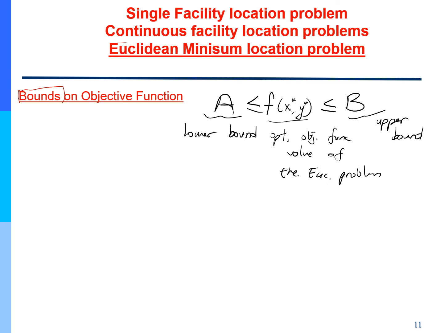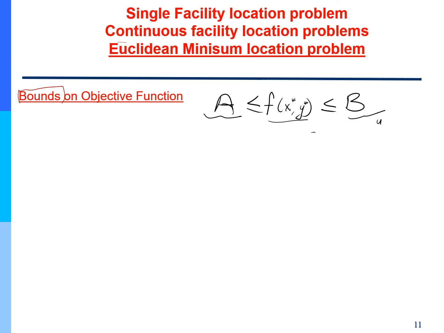It means that this optimal objective function value will never be less than a. And an upper bound means that the optimal objective function value will never be greater than b. And actually for this problem, we can identify such lower and upper bounds. Let me represent those lower and upper bounds for you.